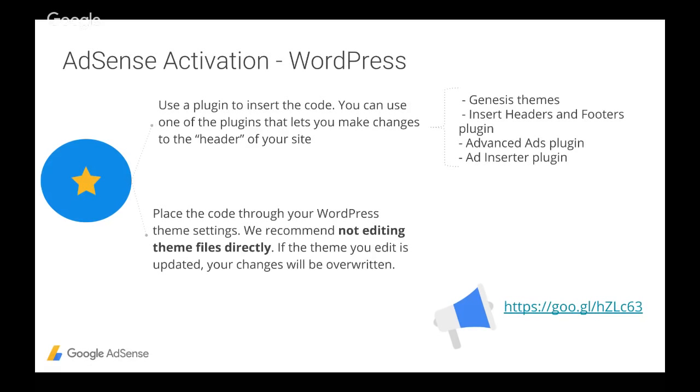The other way of activating on WordPress is placing the code through your WordPress theme settings, and we see quite a number of publishers do this, but it's not actually a recommended way of doing it, because if the publisher of the theme updates the theme and puts it out there, that can overwrite what you've done. So the ads can sometimes go off the page if there's an update to that theme. So the recommended way is to use a plugin to add the HTML code within the head tag.